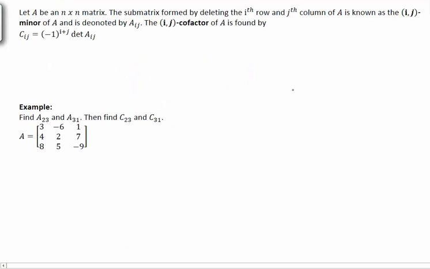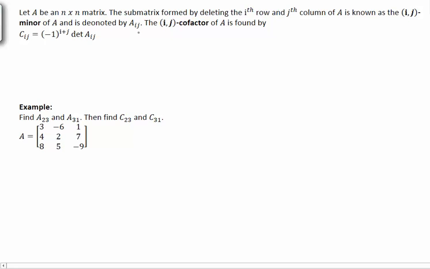Before we can talk about determinants of larger matrices, we have to talk about the minor and the cofactor. So if A is a square matrix, the submatrix found by deleting row I and column J is known as the IJ minor, and it's denoted by A sub IJ. The cofactor is found by C sub IJ, which is equal to -1 raised to the I plus J times the determinant of A sub IJ.